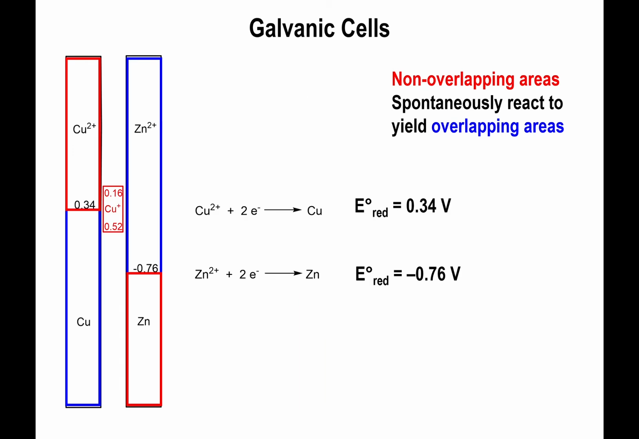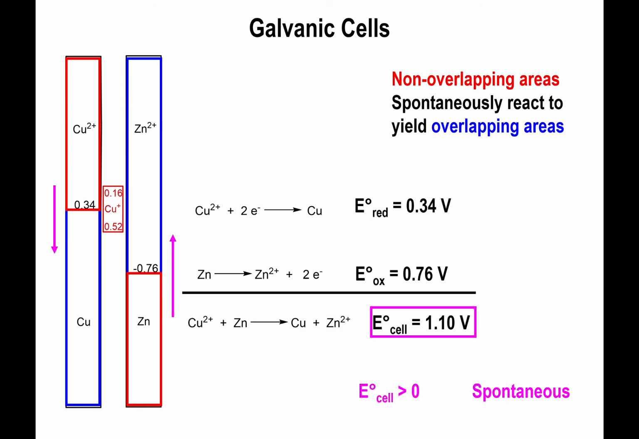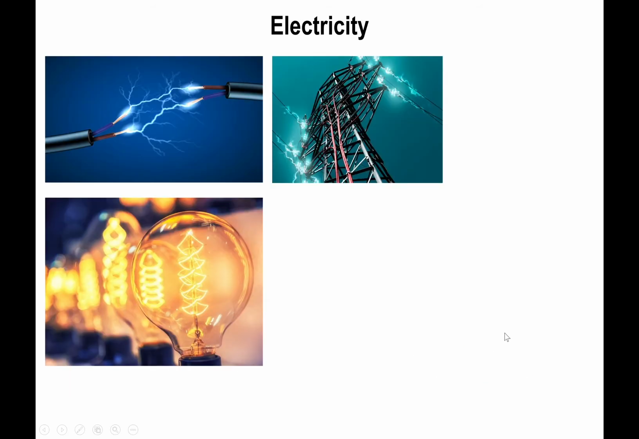And specifically, since zinc is technically being oxidized, you're going from zinc 0 to zinc 2 plus, you have to flip the equation, and you have to change the sign of the reduction potential for zinc because that's technically the oxidation. When you add up the reduction and oxidation potentials together, it tells you that the cell potential is 1.10 volts, which tells you that this process is a galvanic process and this is a spontaneous reaction.